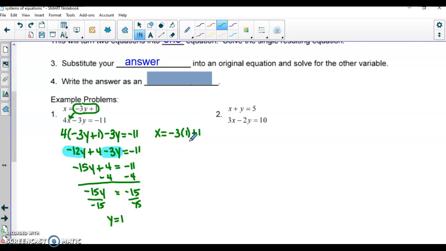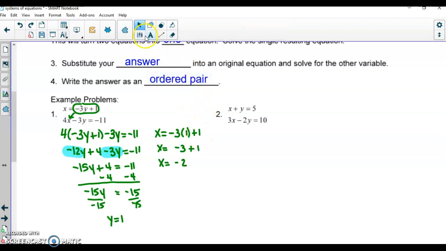Now we're going to simplify this using PEMDAS. So negative 3 times 1 is negative 3 plus 1, and negative 3 plus 1 is negative 2. And our last step is to write our answer as an ordered pair, x comma y. So as an ordered pair, x is negative 2, y is 1.